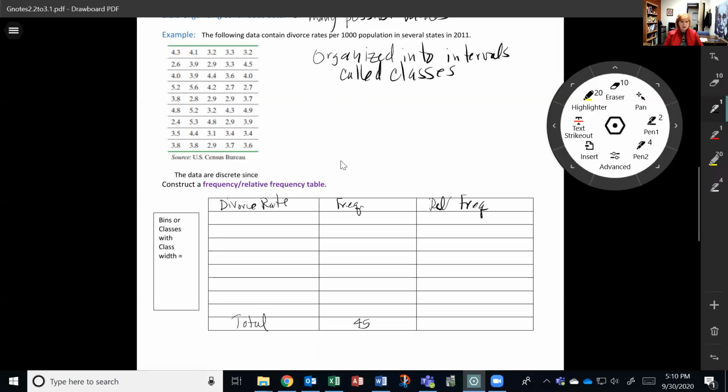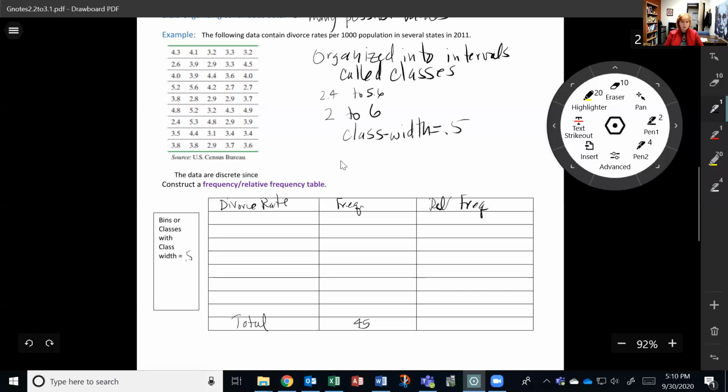Okay, so now I'm going to break up my data into intervals. The smallest possible value we got is 2.4, that's my minimum. My maximum is 5.6. So we got 2.4 to 5.6. I'm going to break up my data between 2 and 6, and I don't want to just have 4 groups. So my class width will be 1/2 or 0.5.